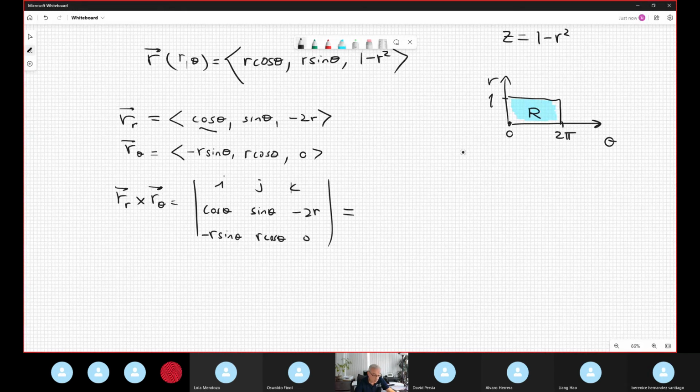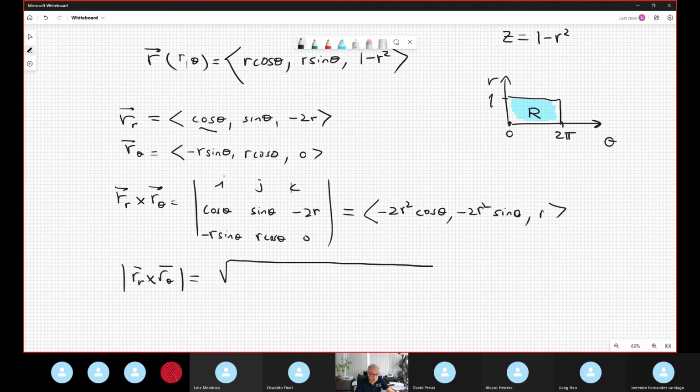And when you do this, the answer is minus 2r squared cosine theta, comma, minus 2r squared sine theta, comma, r. Okay, if you want to find the magnitude of this cross product, it is the square root of this guy squared, which gives 4 r to the 4 power cosine squared theta plus 4, positive again, r to the 4 power sine squared theta plus r squared.